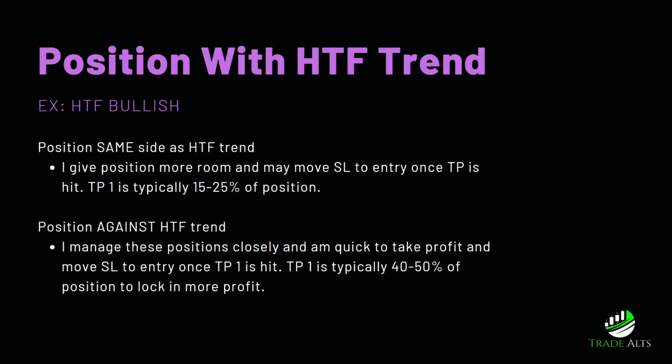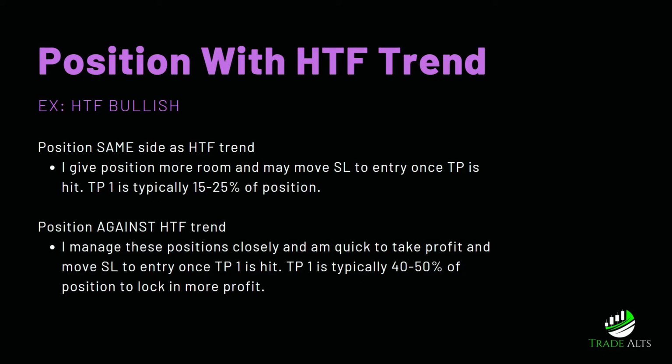So I manage these a little bit differently, like I said. I'm quicker to take profit. I almost always move my stop loss to entry once take profit one is hit. Now, the difference you'll notice here is that take profit one is typically 40 to 50% of the position. I don't give it as much leeway, you could say. It's usually a more significant amount of the overall trade that I'm in, because I want to lock in more profit, because I'm taking a counter trend trade.